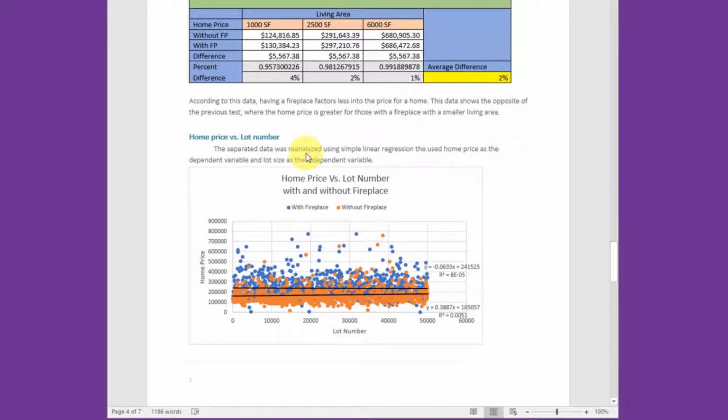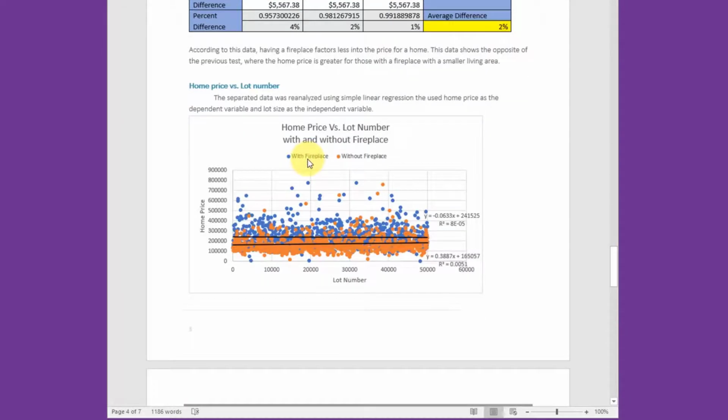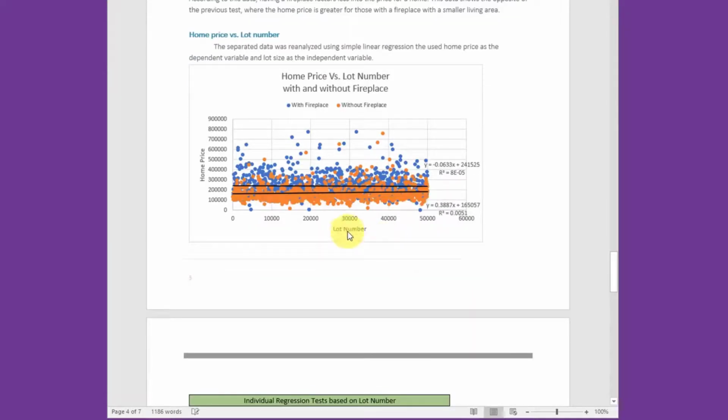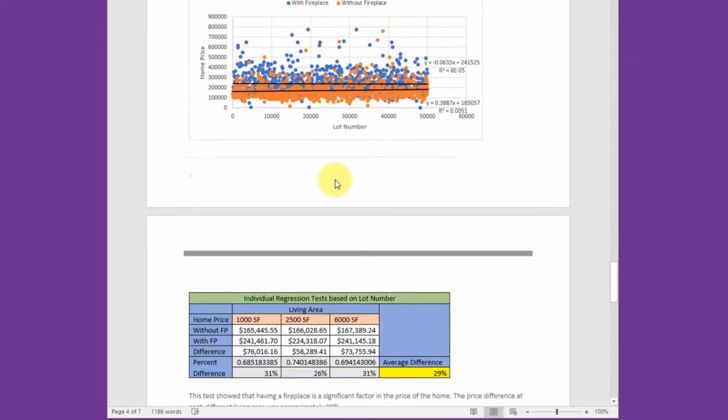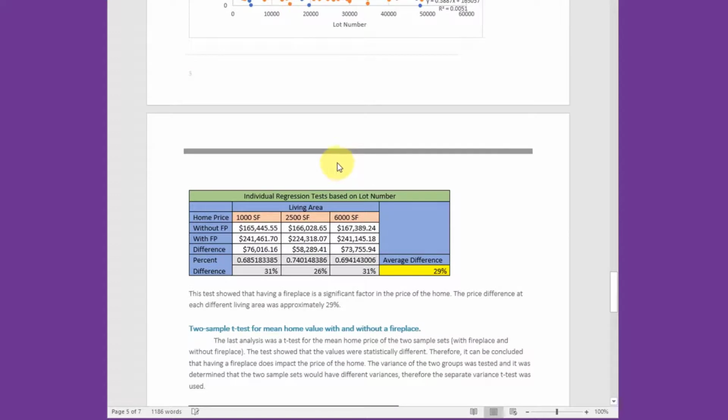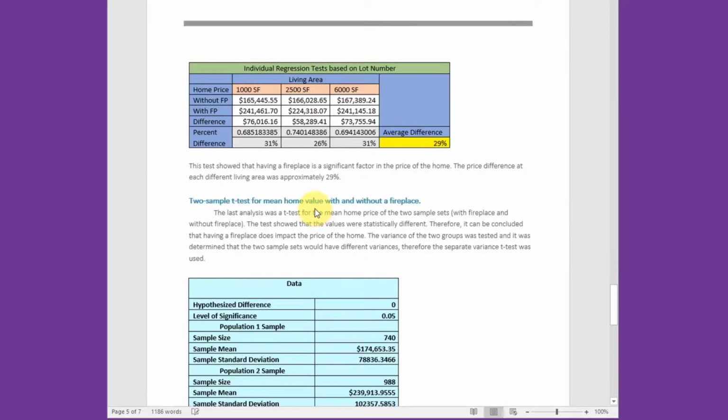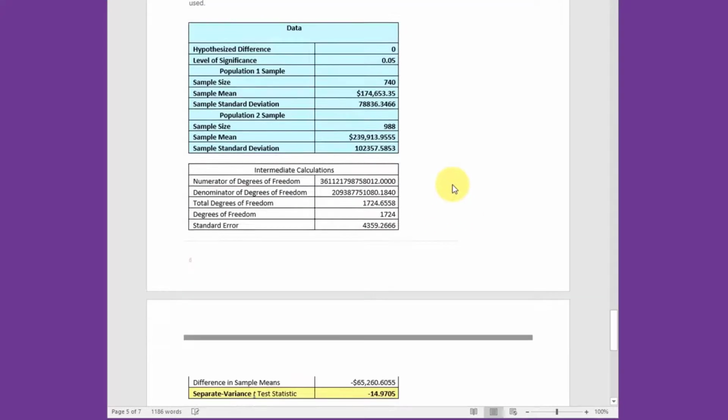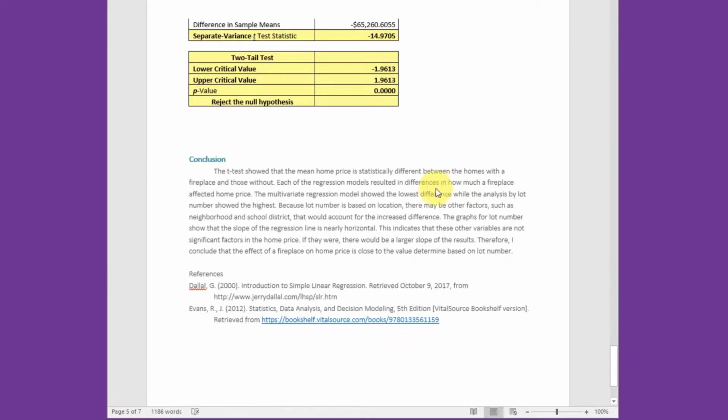In this problem set, they had to do a plot based on lot numbers. Lot numbers, of course, are not really meaningful, so the plots are essentially horizontal, but you can get an idea of the value of the fireplace from that. More information on regression. Here's the t-test reported, and then a conclusion.